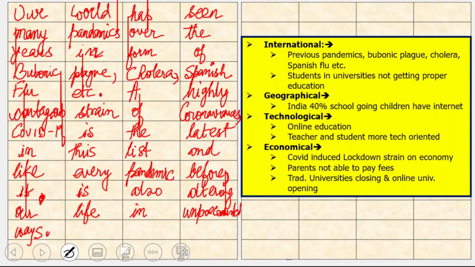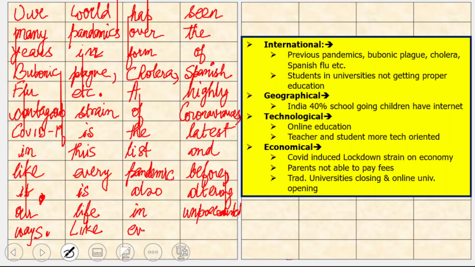Now I have introduced COVID, but the topic was about COVID and education, right? So I'll have to introduce the education part also. Now I have said that it has affected many areas. Now this is the perfect setting to introduce education. What do I say? That like everything, education is also not untouched by it. So let's write it down.